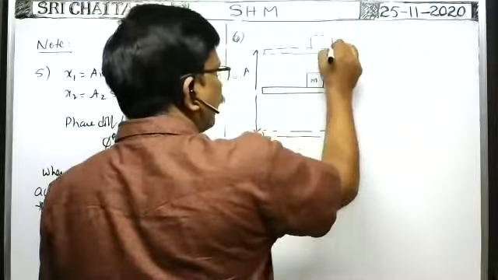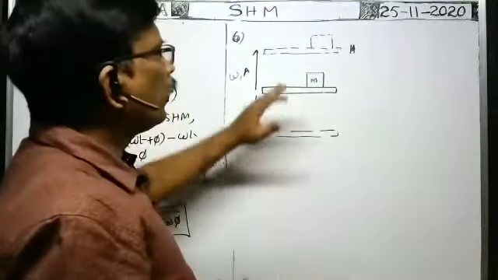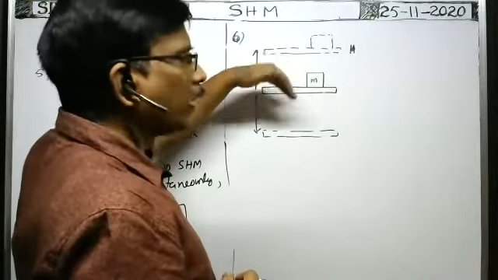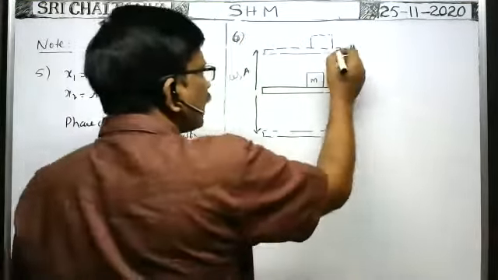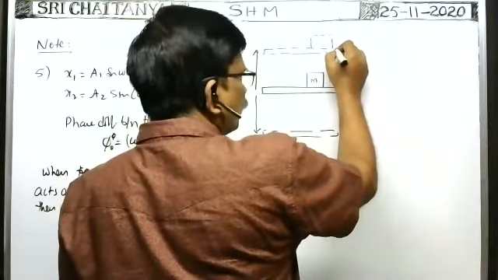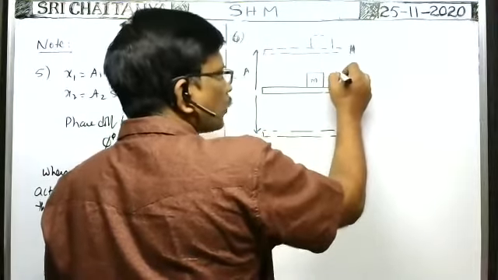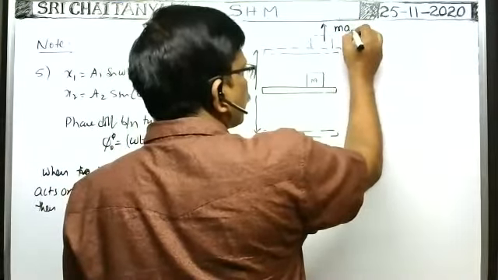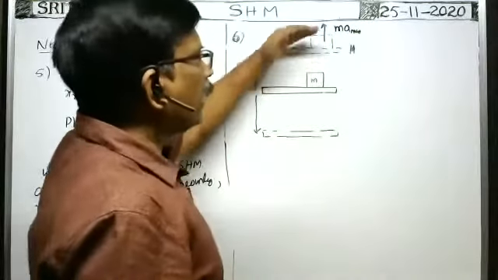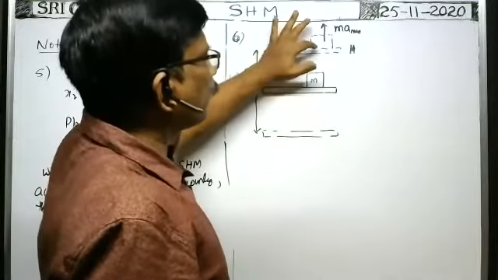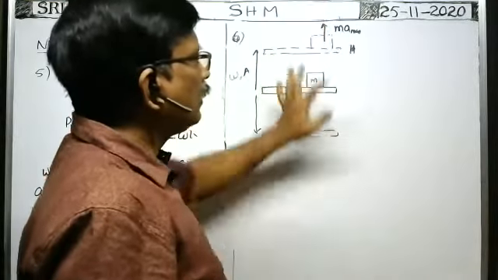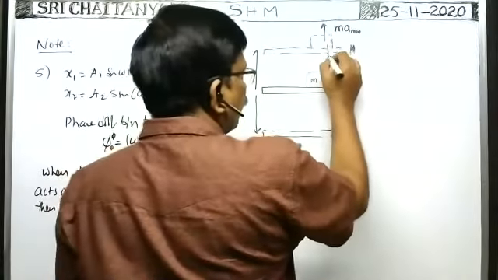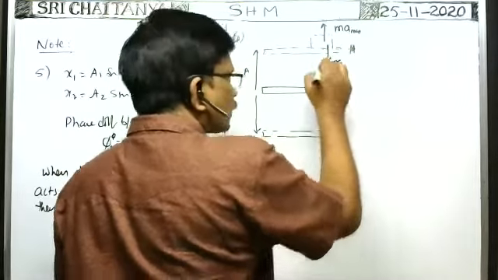Whenever the block reaches the higher extreme position, we know any body in SHM at the extreme position has maximum acceleration towards the mean position. That's why a pseudo force acts on this block in the opposite direction, equal to m a max. The platform is moving with maximum acceleration in this direction, so immediately a pseudo force acts opposite to it. This is the pseudo force acting on the block in the upward direction. The weight of the block is there, which acts in the downward direction.